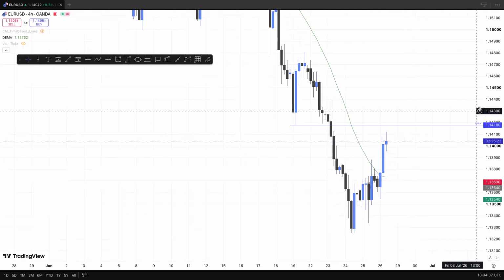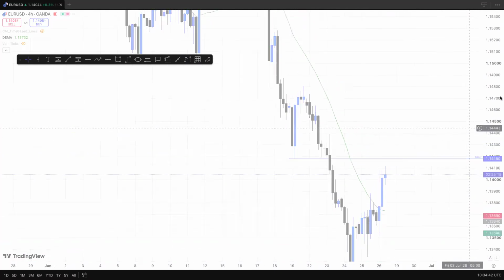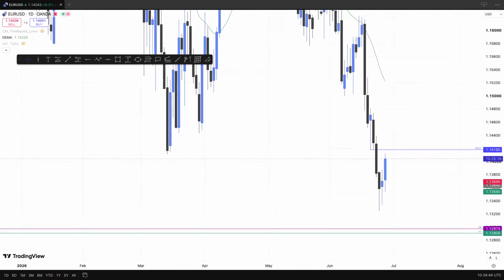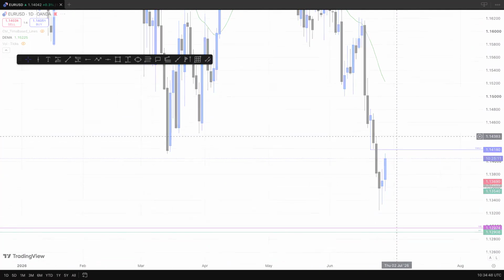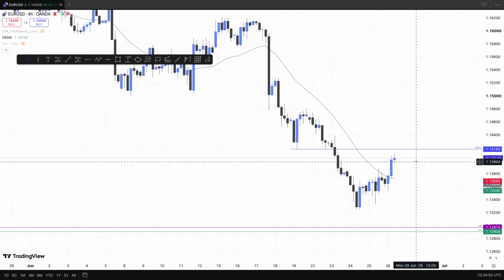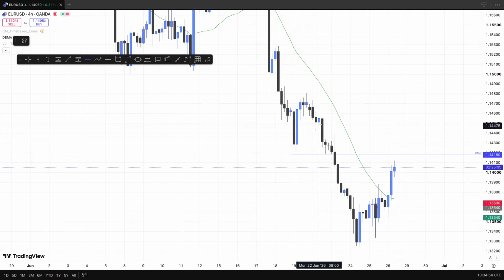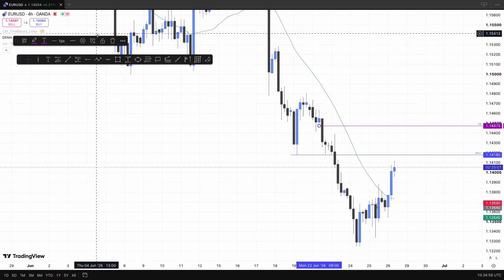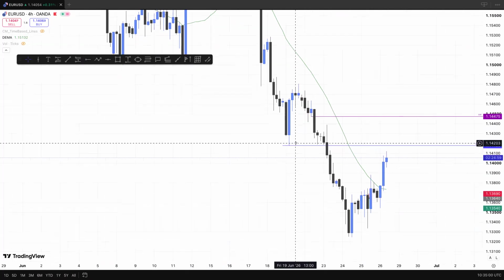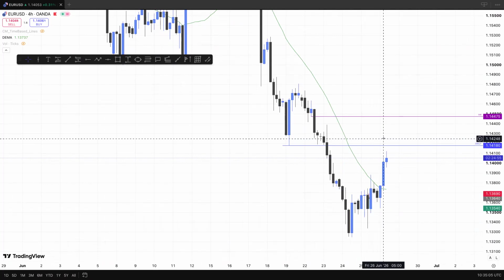So the next area of interest, starting from the daily time frame for EURUSD, is this daily supply right here, where price is currently heading to. And on the 4 hour time frame, the next area of interest is this supply right here. So price will first have to meet the daily supply before the 4 hour supply gets validated.